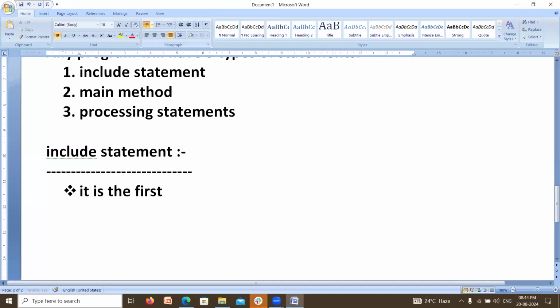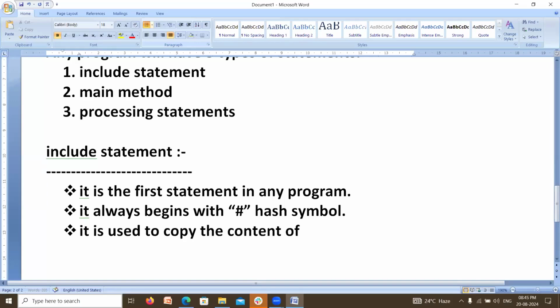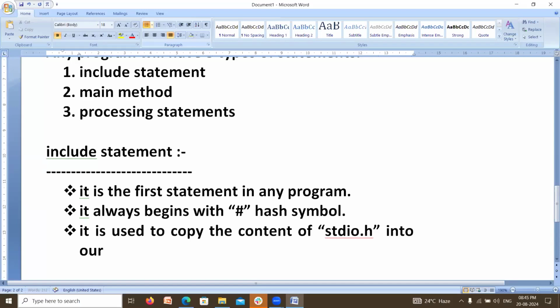Actually, it is the first statement in any C program. In any program, you have to write hash include stdio.h at the top. It always begins with this symbol. It is called hash symbol. What is the use of this? Why are you writing it? It is used to copy the content of which file? stdio.h, this file, into our program.